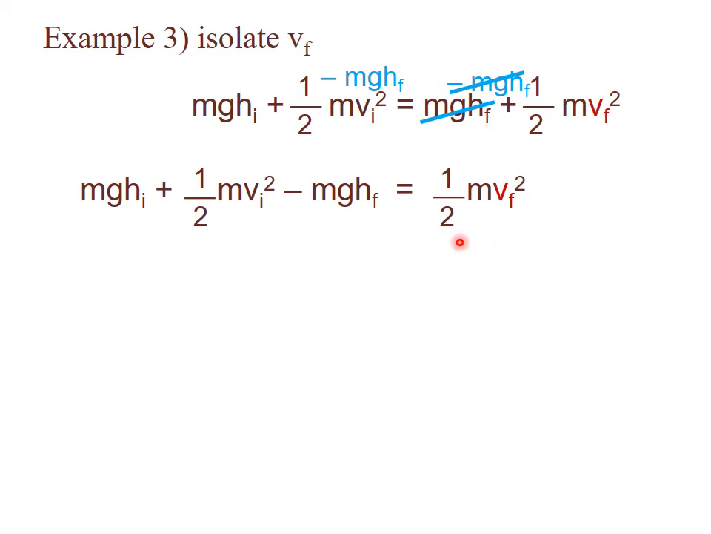The next thing I want to deal with is this half. A lot of people say the half is multiplying by mvf squared, so they'll want to divide by a half. But easier than that, and what I think is preferred, I will multiply both sides by 2, because half is dividing by 2, and the opposite of dividing by 2 is multiplying by 2. So I will multiply both sides by 2.